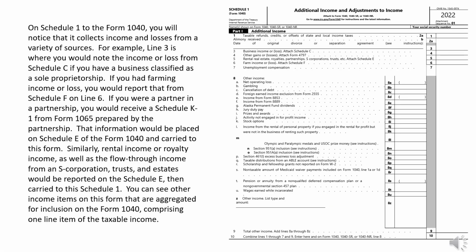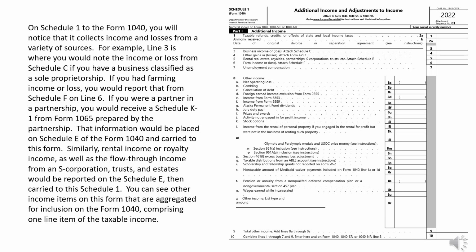I mentioned on Form 1040 that there was a line for the Schedule 1. Well, this is the Schedule 1, and it shows additional income that you may have received, and it shows all the various kinds of income that you may be entitled to. One would be if you run a sole proprietorship, you would attach a Schedule C, and we're going to cover that in a minute. You might have gains or losses from different kinds of property distributions.